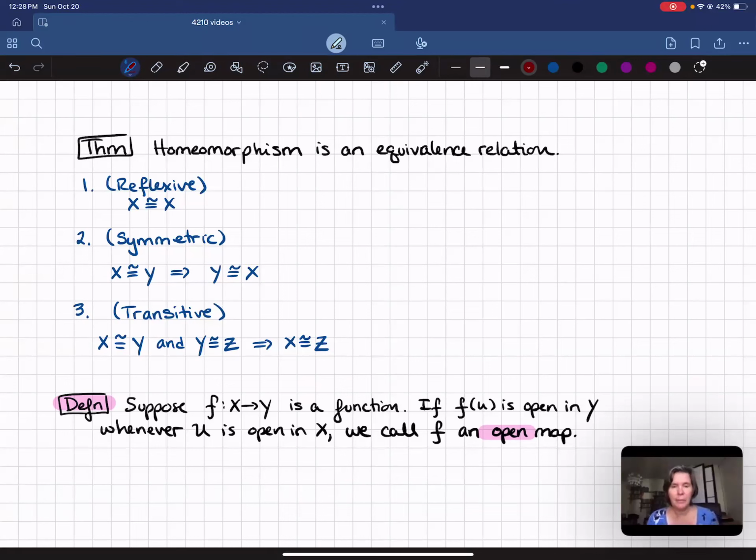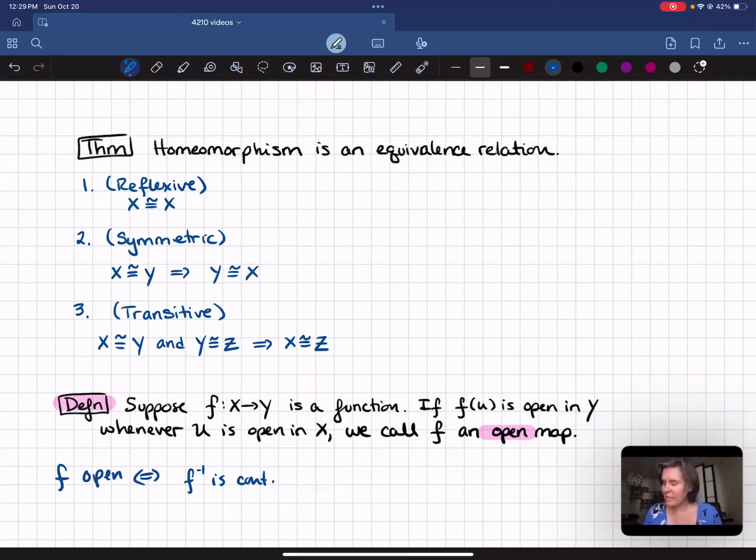One last piece of information for this video is that we have another piece of terminology which can sometimes help a little bit in just explaining what we're doing, which is that if you have a function f from X to Y, if f of U is open in Y whenever U is open in X, we call f an open map. So this is really similar to the definition of continuous. f is continuous if the pre-image of open sets is open, and it's open if the image of open sets is open. And so being an open map is the same thing as saying that f inverse is continuous.